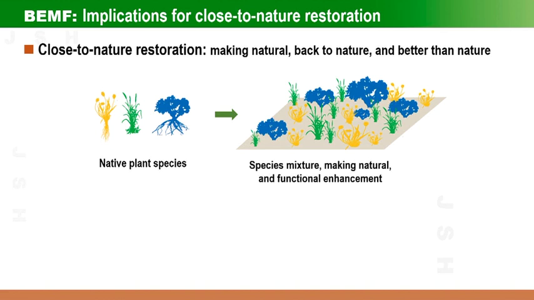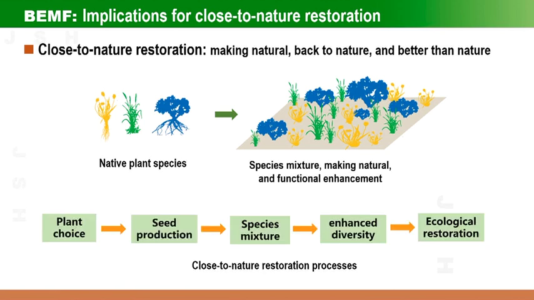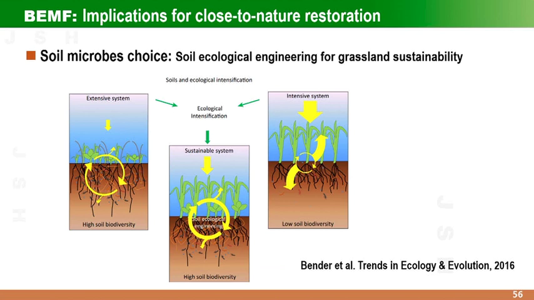grassland, making nature come back to nature and even better than nature with adapted new species. But if we take this approach, we need species choice, seed production, species mixture, enhanced diversity, and ecological restoration. This process is not an easy task. It's also a challenge, especially for the plant choice, the seed production, and the seed mixture. What kind of seed mixture? What kind of composition matters for this kind of restoration?